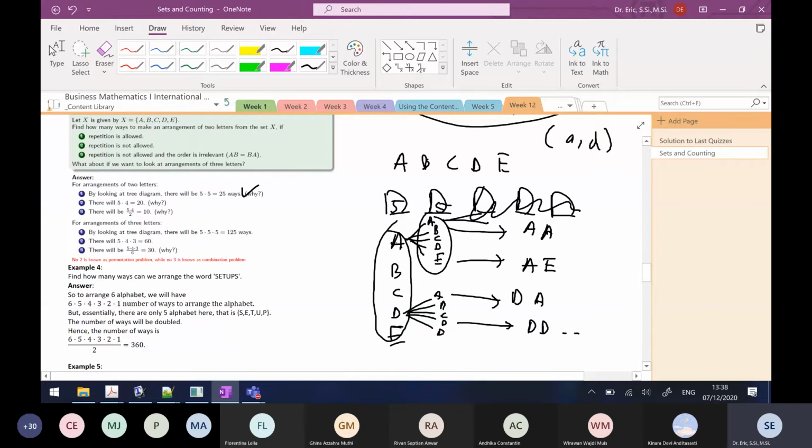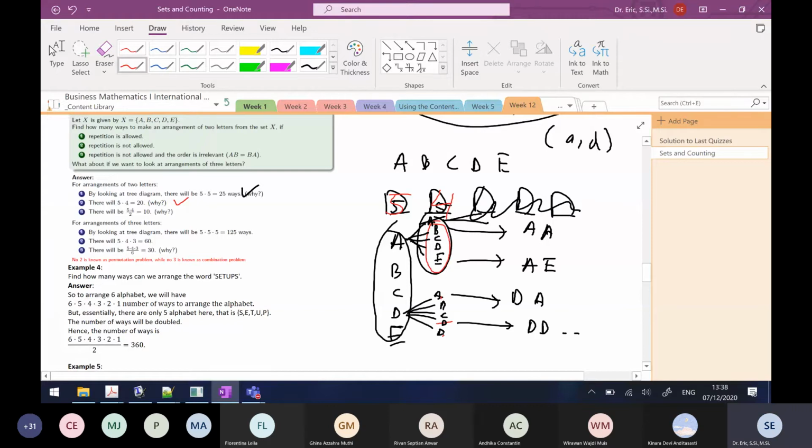Okay, yeah. What about if repetition is not allowed? So if I have A, B, C, D, E, for the second letter, you cannot have A. So you have just 4 branches, B, C, D, E. What about D? D is not allowed. So you have A, B, C, E. So you have 5 times 4. So you have 20.